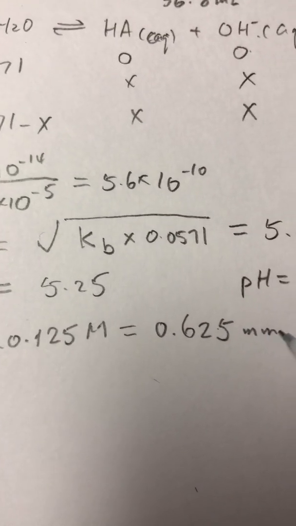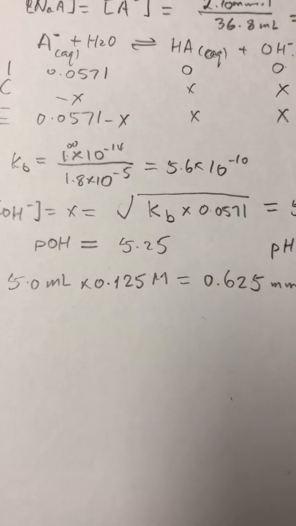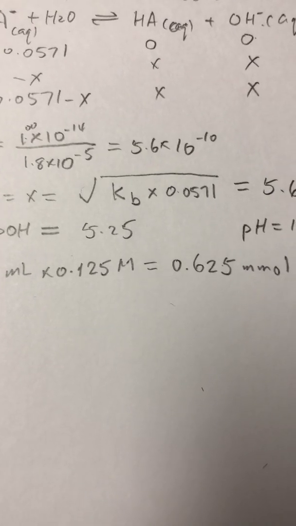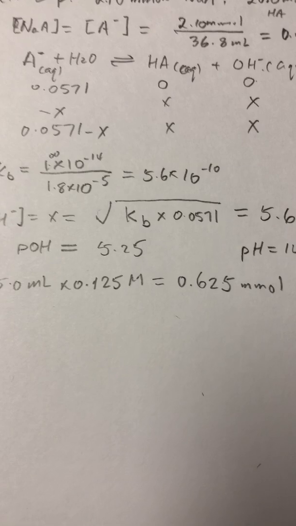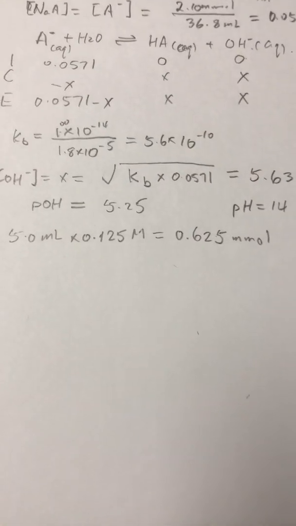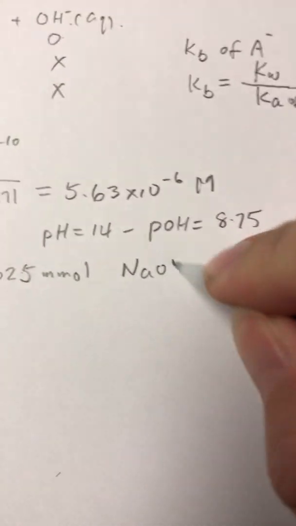0.625 millimole. I like this unit instead of mole. Milli means 10 to the negative third power. If you use milliliter times molarity, you get millimole. If you use liter times molarity, you get moles. So that's the moles of the excess strong base.